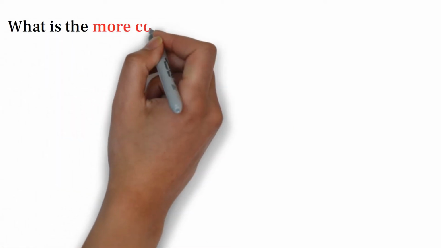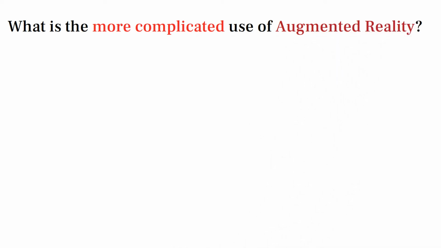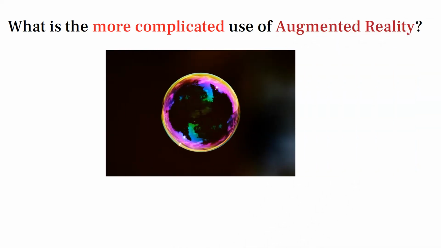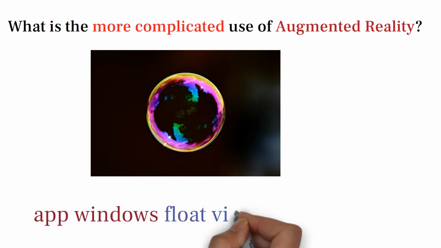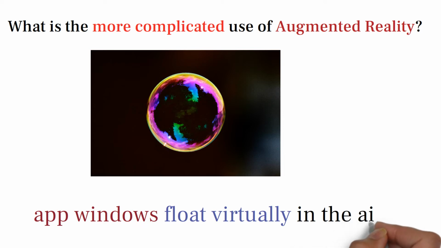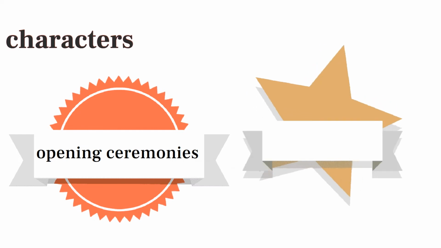What is the more complicated use of augmented reality? A more complicated use of AR is making holograms float in the room, making app windows float virtually in the air, and floating different characters and objects in the stadiums and arenas as decoration in opening ceremonies and other festivals.